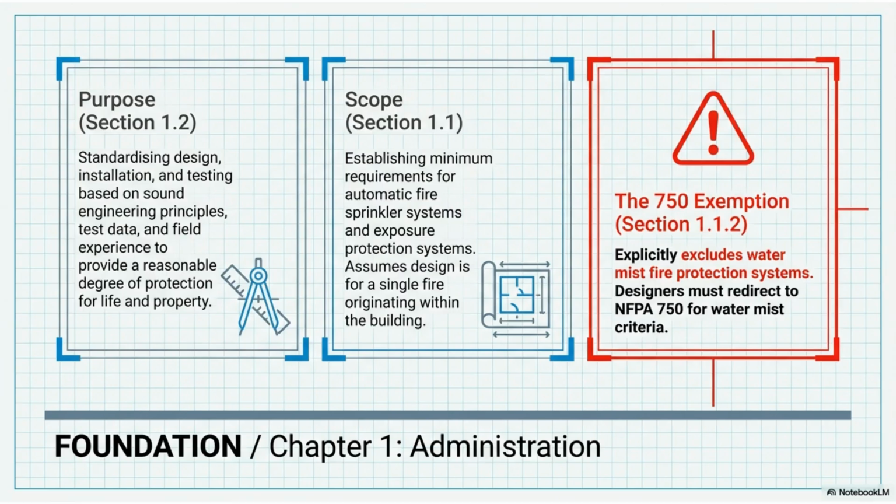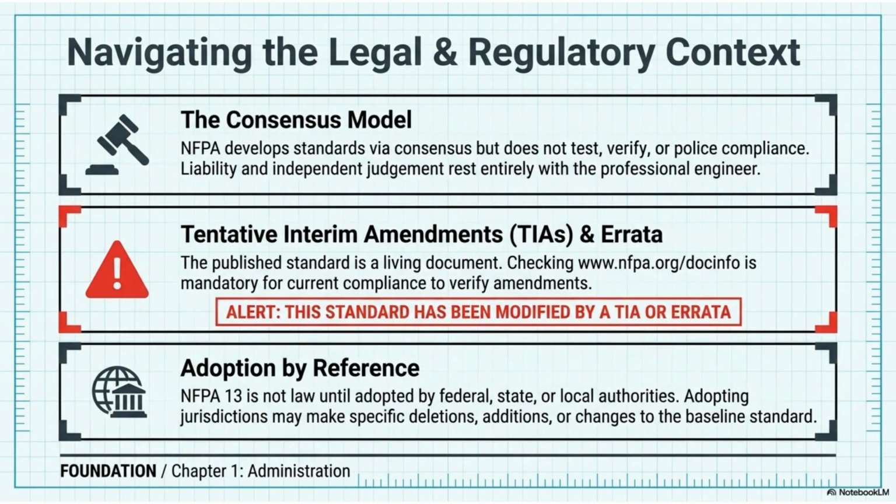A critical point is the 750 exemption, which redirects designers to NFPA 750 for water mist systems. Navigating the legal context, NFPA uses a consensus model, placing liability on the professional engineer. Always check for tentative interim amendments and errata, as the standard is a living document. NFPA 13 is only enforceable when adopted by local authorities.